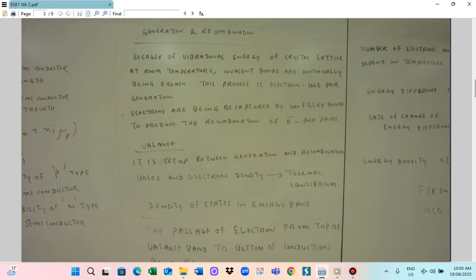Because of the vibration of the energy in the crystal lattice at room temperature, covalent bonds are continually being broken. This process is electron hole generation. This means at room temperature, those electrons are released from the bond. Those bonds we call covalent bonds. When the bonds are broken, the electron will be free. Once the electron comes out, a hole happens. The hole has a positive charge, the electron has a negative charge.